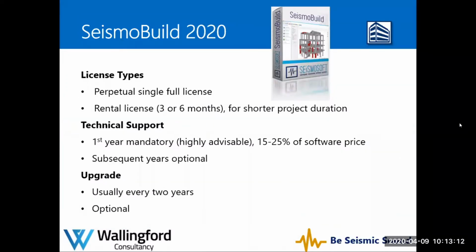As for the license types we offer, you can check the pricing of SEISMOBUILD online through the SEISMOSOFT website. Our license is a single license, a perpetual license. We can also offer a network license, but this is on request. Our licenses are sold as perpetual, so it's a one-off fee. Depending on the client, we also sometimes offer rental licenses from 3 months to 6 months.